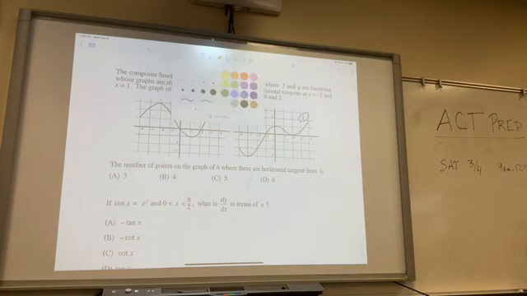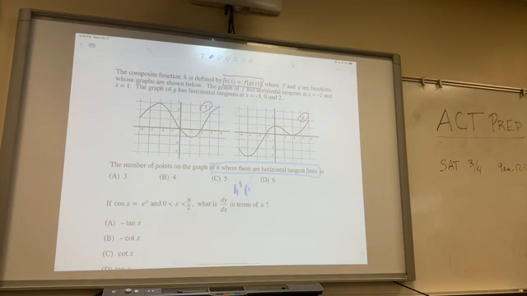Okay, listen real quick. Here's the question. Horizontal tangent lines, I want to know how many h has. Now, go back to your definitions. What's the definition of a horizontal tangent line? Derivative equals 0. What's the derivative of h from up here?